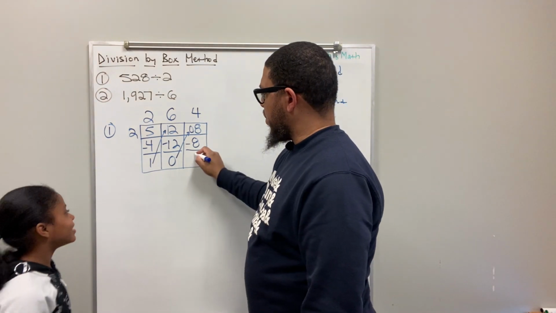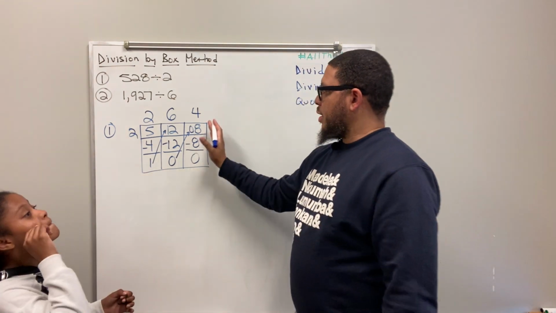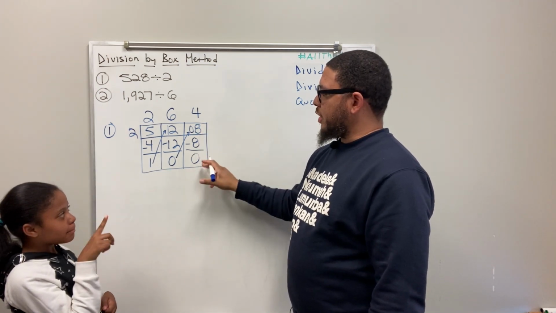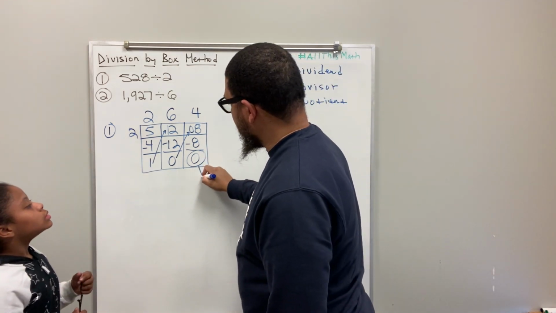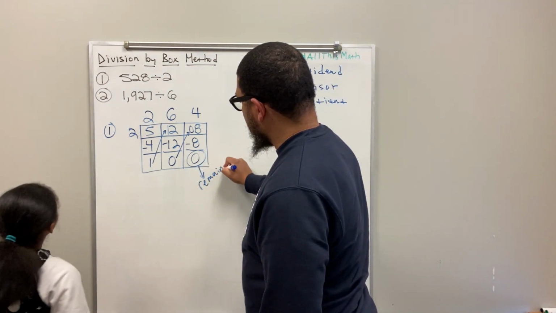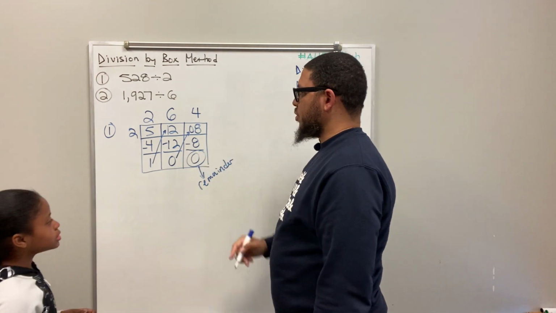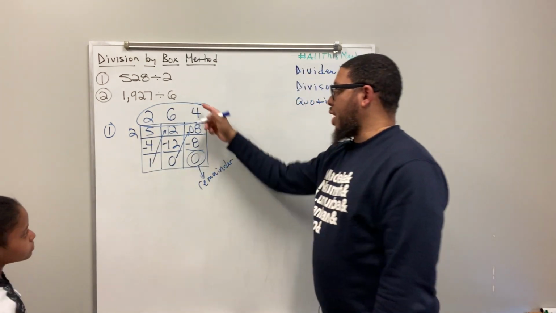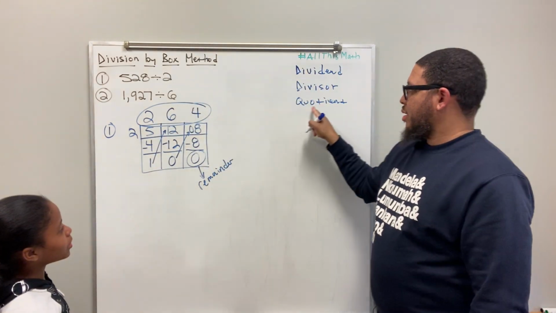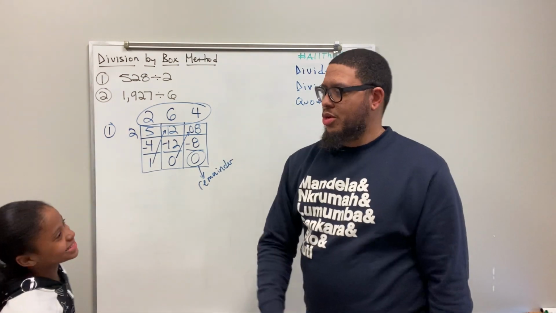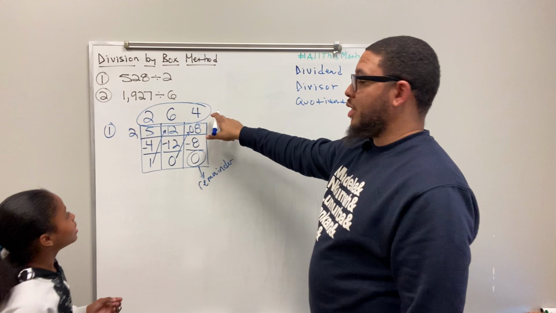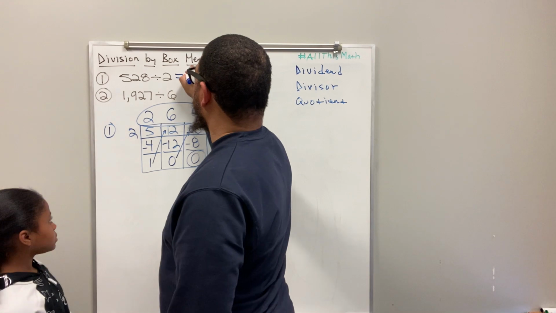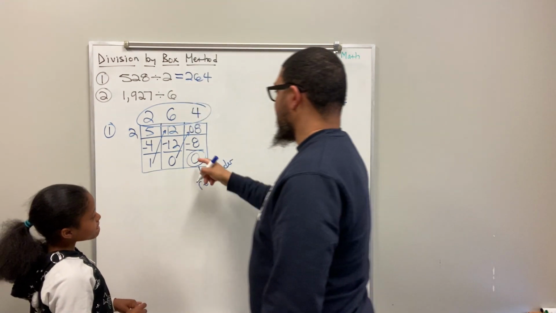0. Now, this number right here, at the end, when there's no other columns left, the number that you end up with after you do subtraction, this is our remainder. So we have a remainder of 0. So that means that our answer is 264, or our, what's this called? Quotient. That's what that's called. So our quotient is 264. So that means that 528 divided by 2 is equal to 264. And there's no remainder.